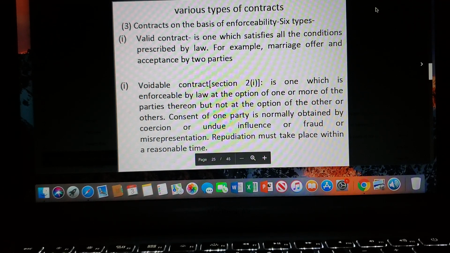Second, voidable contract, section 2(1). This is one which is enforceable by law at the option of one or more of the parties thereto, but not at the option of the other or others. Consent of one party is obtained by coercion or undue influence or fraud or misrepresentation. Repudiation must take place within a reasonable time.